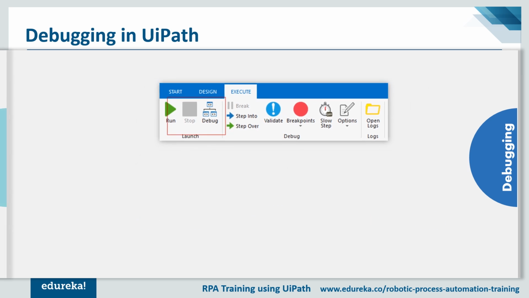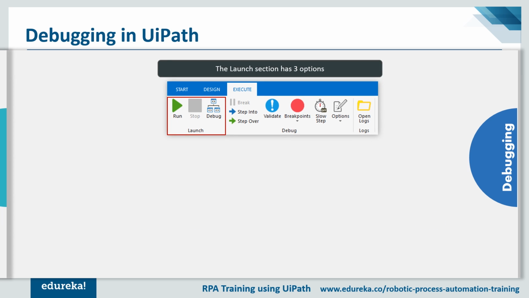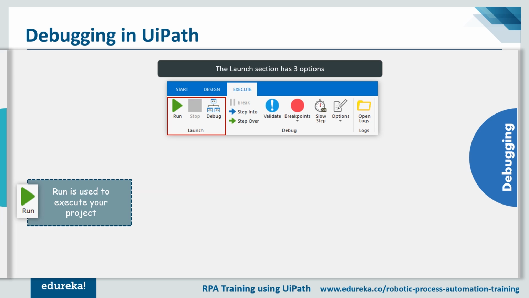Starting with the launch section, the launch section has mainly three options: the run option, the stop option, and the debug option. The run option is basically used when you want to simply execute your project. With this option, you would not see step-to-step execution, but you would directly see the output, right? Whenever you don't want to see step-to-step execution and you just want to see whether your automation works or not, you can just go for this option.